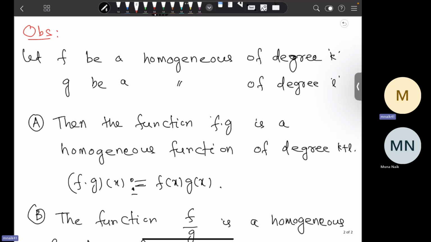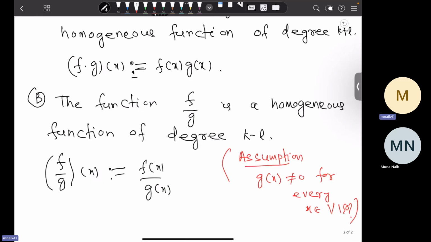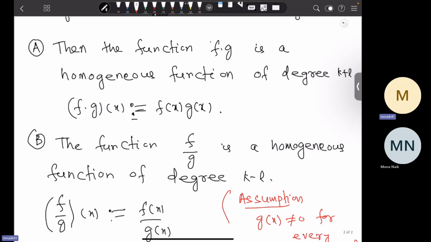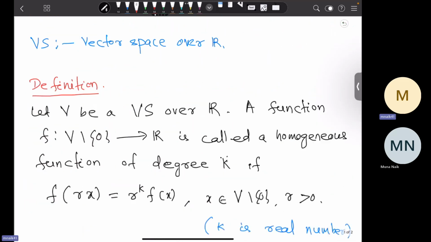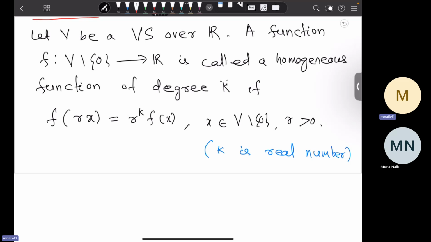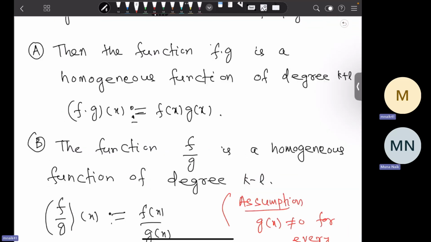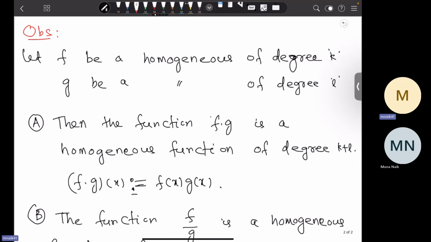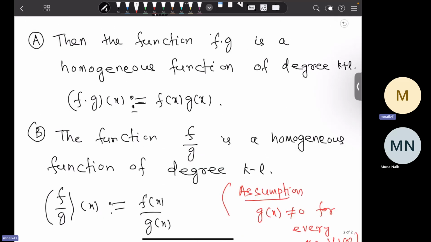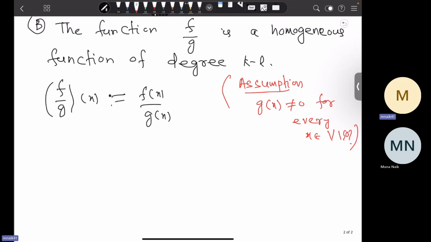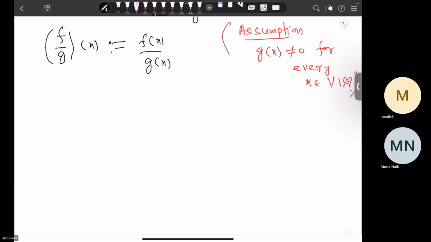So what did we do first? We defined a homogeneous function of degree k. The function f from V minus 0 to R is called a homogeneous function of degree k if f of rx is equal to r to the power k into fx. And then we remark that if f is homogeneous of degree k and g is homogeneous of degree l, then the multiplication of f and g is also a homogeneous function of degree k plus l. Similarly, f by g is also a homogeneous function of degree k minus l.